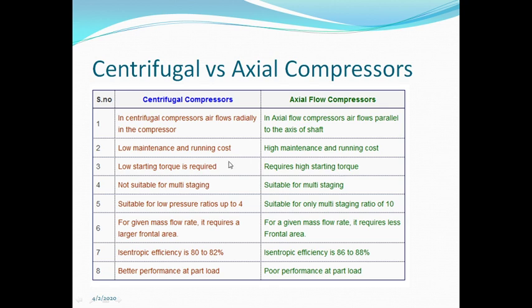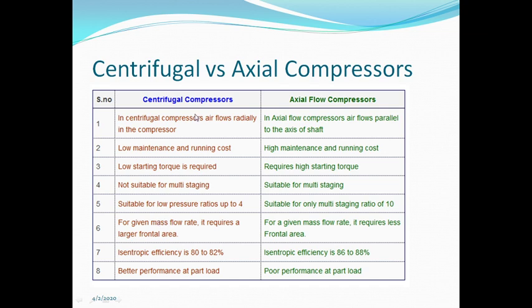Basically what happens is, per stage the pressure rise is more here. That's why, for the same pressure ratio, centrifugal compressors require fewer stages. If stages are required, then we go for a smaller number of stages here. But whereas in the axial flow, it requires more stages. Many times, we prefer a single centrifugal compressor. But sometimes we go for staging of the centrifugal compressors, but that's a very rare thing we use.